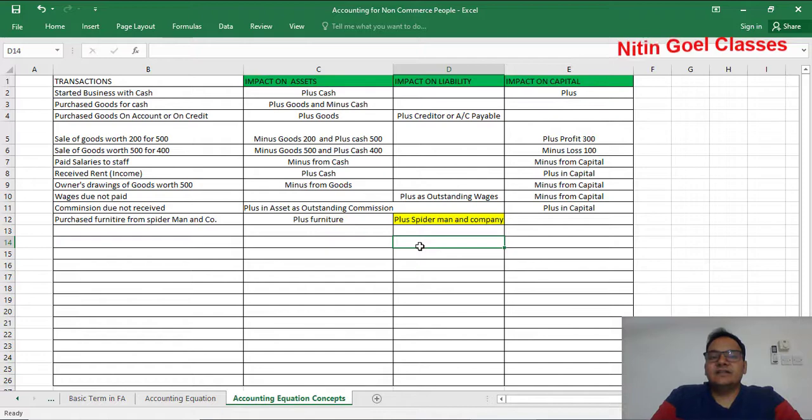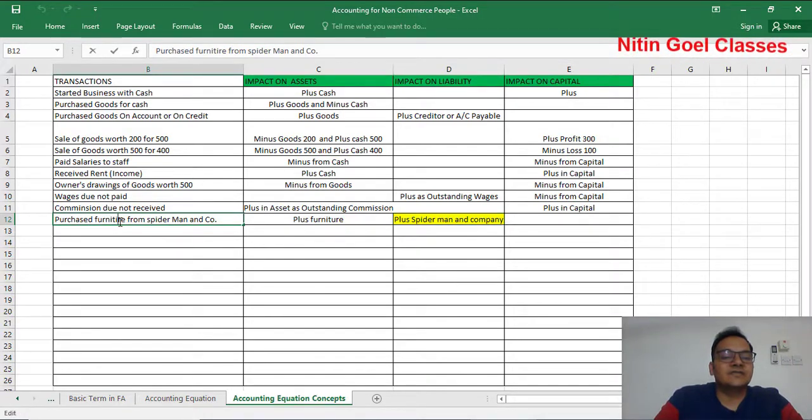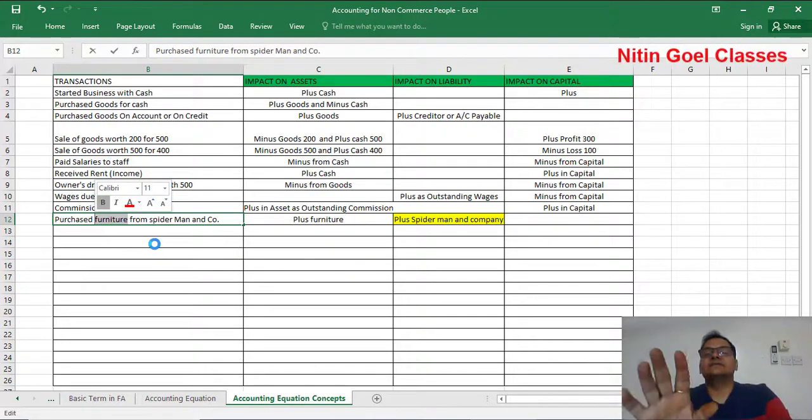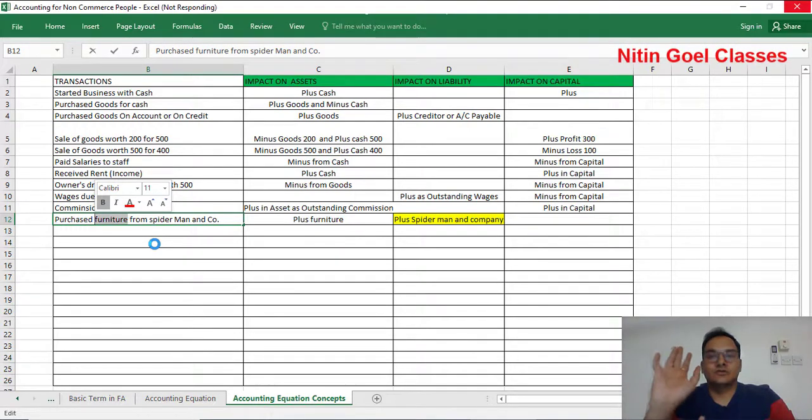Sir, when we have done any credit transaction in the past, we said creditor or accounts payable and or outstanding wages. But right now again we are buying something, but we are writing the party's name. Why? Because we are not buying goods, we are buying furniture. Spelling was wrong. You should tell me. Furniture. And furniture is not our goods. We are going to deal with goods.